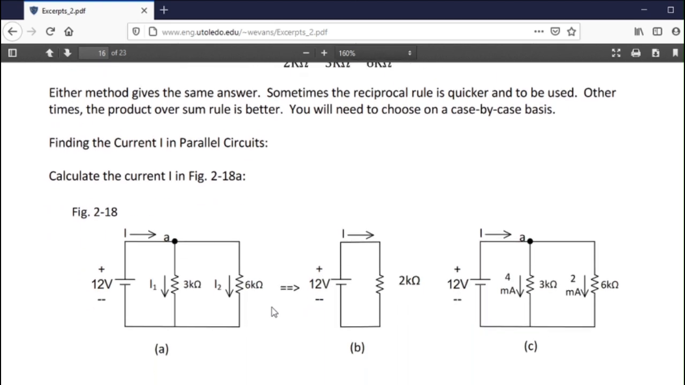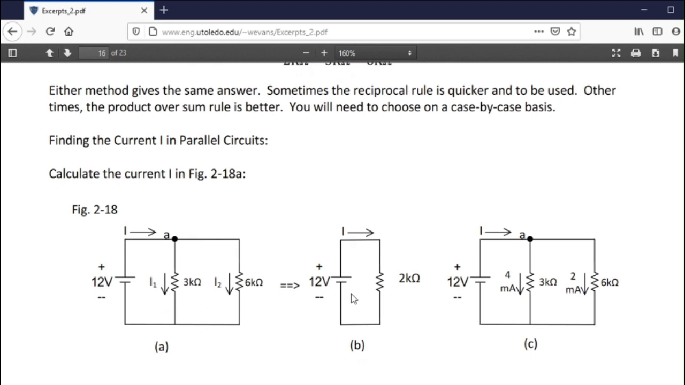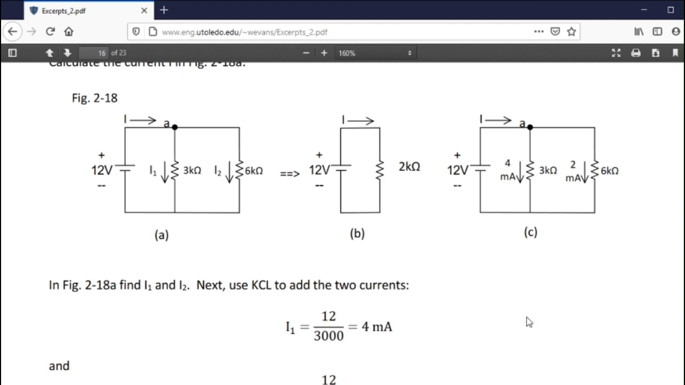Okay, so let's try another one here. 3K and 6K, 2K. 3 times 6 over 3 plus 6 is 2K. Then how do you find I? Well, if you had the 2K resistor and you got the voltage, 2K resistor, 12 volts, I is equal to what? 4 milliamps, right?